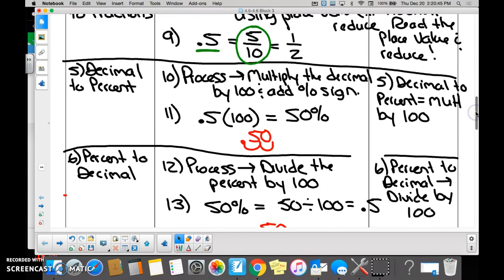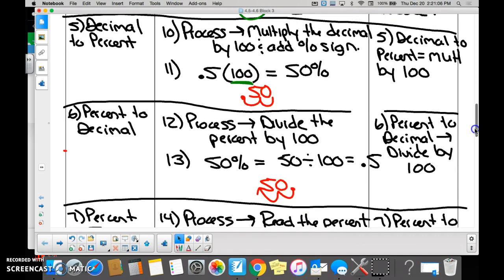Decimals to percents. So once we have our decimal, if we want to convert it to a percent, we multiply it by what? 100. We multiply it by 100 because percents are based out of 100. A percent is 100 parts that make up one whole. Excellent, you guys. This is good. I like this. You're doing very well.